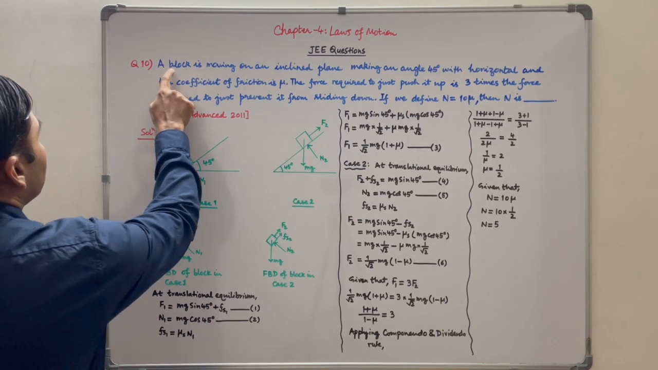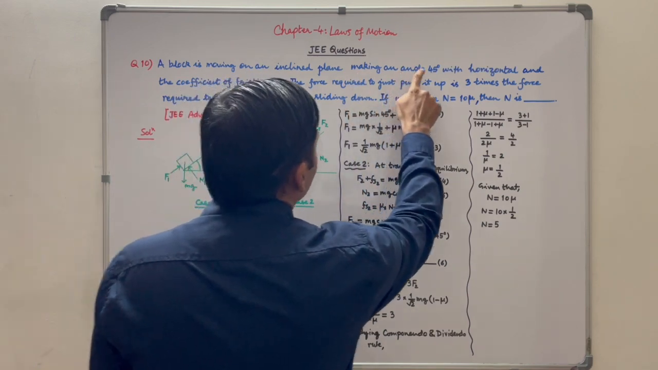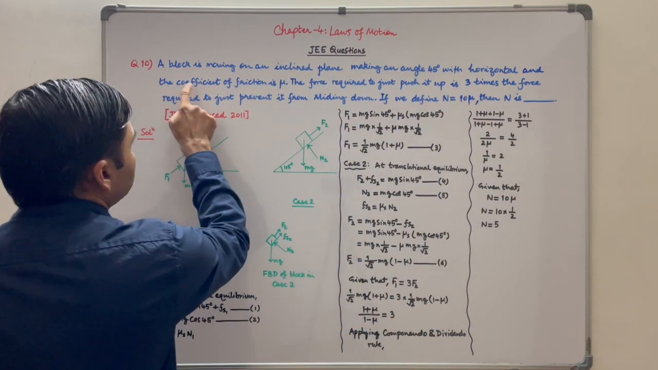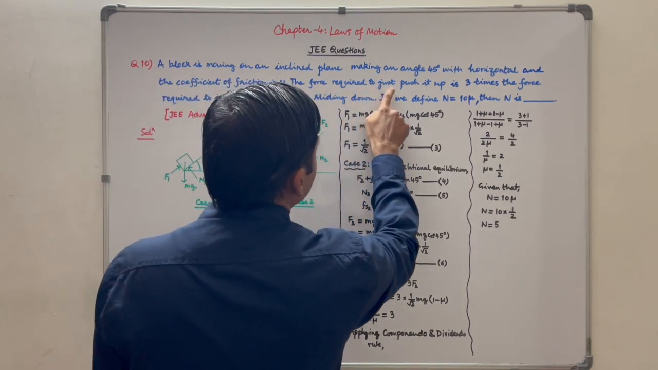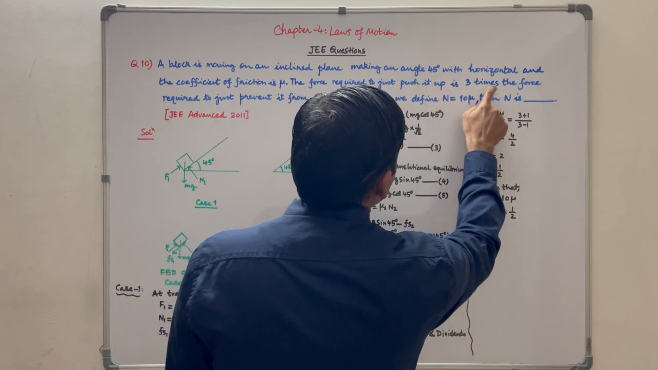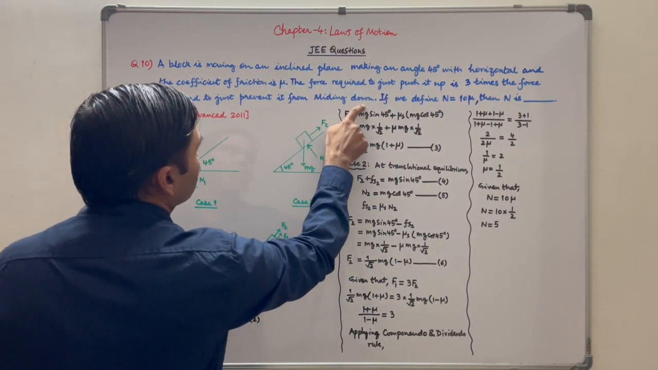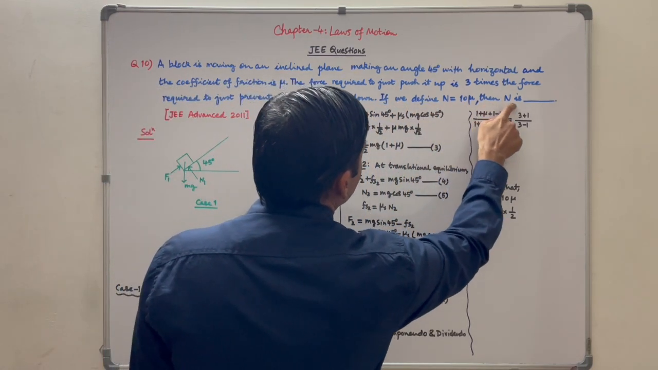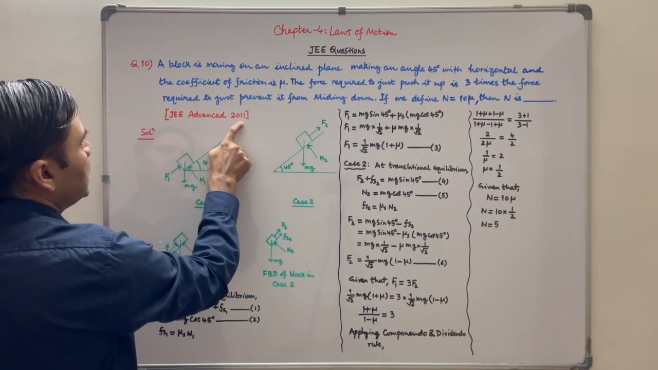Last question. A block is moving on an inclined plane making an angle 45 degree with horizontal, and the coefficient of friction is mu. The force required to just push it up is 3 times the force required to just prevent it from sliding down. If we define n is equal to 10 mu, then n is. This question appeared in JEE Advanced 2011.